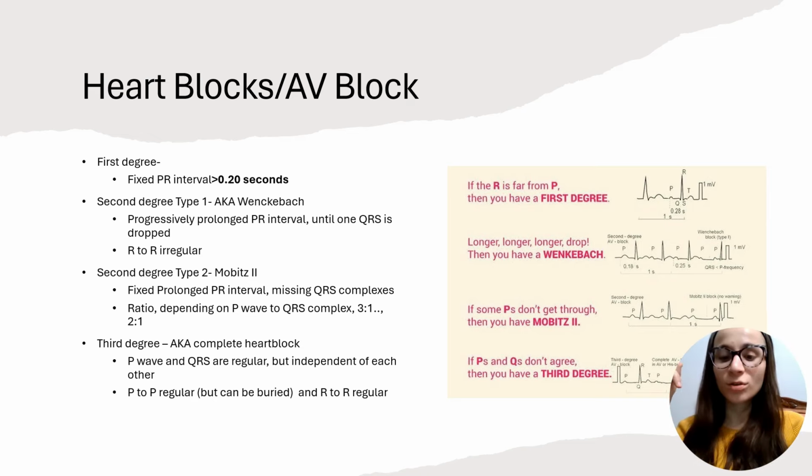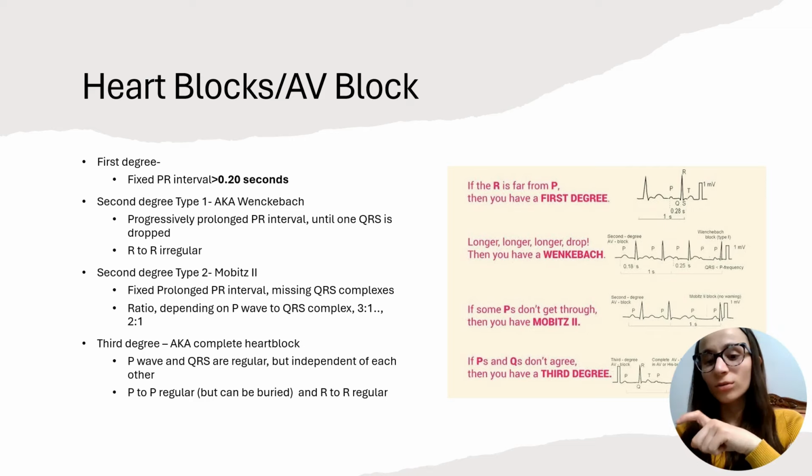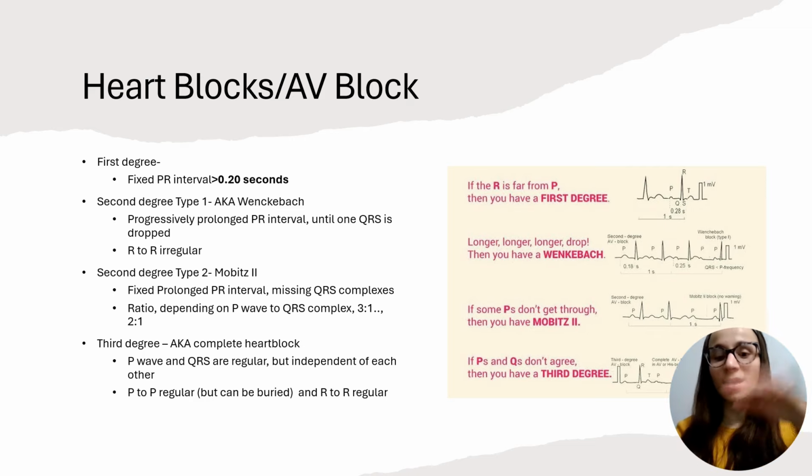So just as a recap, if you see fixed PR intervals, they're the exact same amount throughout, that's first degree heart block. If the PR interval is getting longer, and then one QRS drops, that's second degree type 1. If you see a missing QRS complex, but the PR is not getting progressively prolonged, it's just fixed, that's type 2. If you see P waves regularly, QRS complexes regularly, but independent of each other, you're going to have type 3.